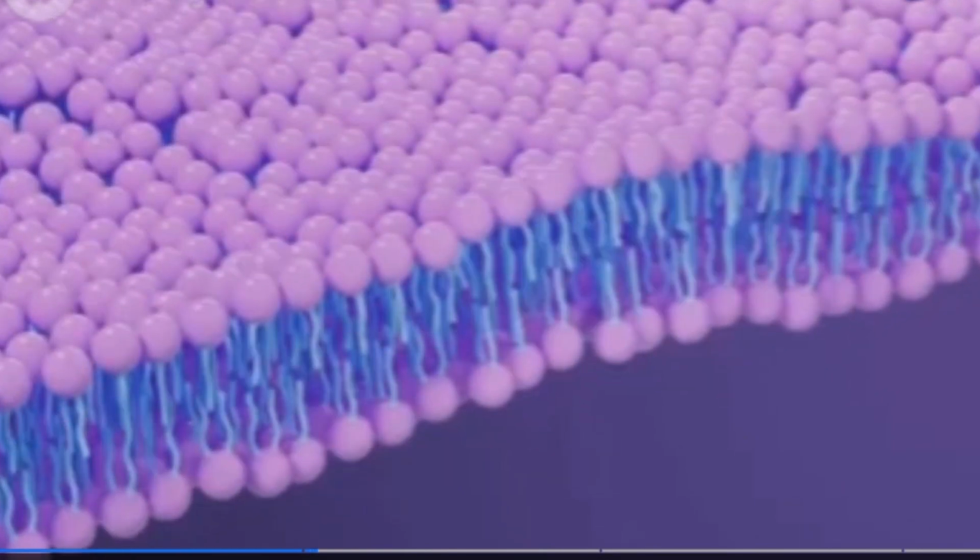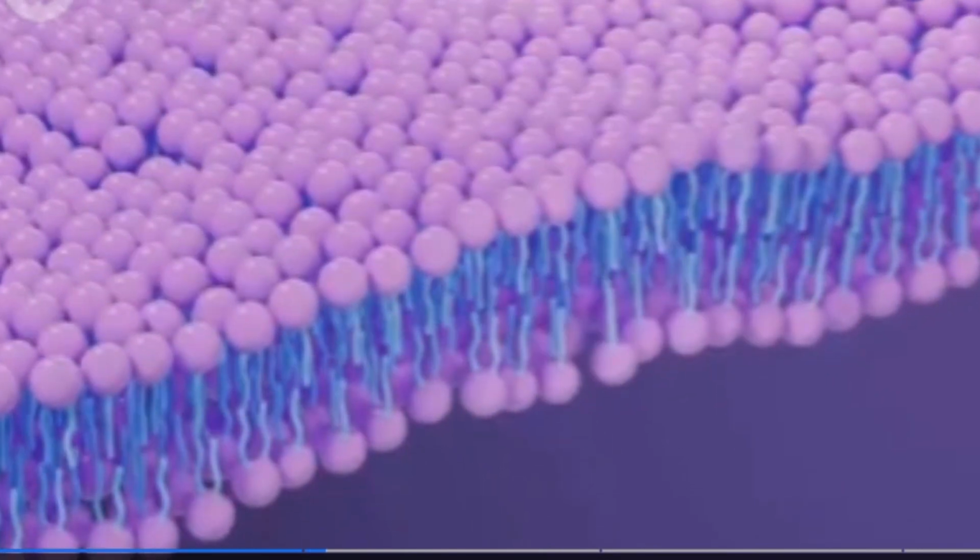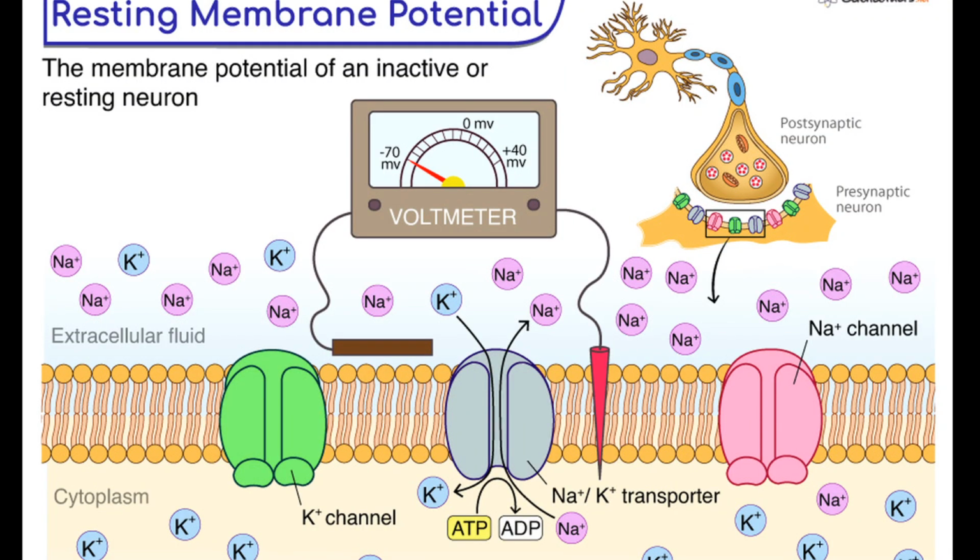Every cell in our body acts like a tiny battery, maintaining a difference in electrical charge across its membrane. This difference, known as the resting membrane potential, is typically around -70 millivolts. The negative sign indicates that the inside of the cell is negatively charged relative to the outside. Think of it like a car battery. A car battery has a positive and negative terminal, creating a potential difference that can power the car.